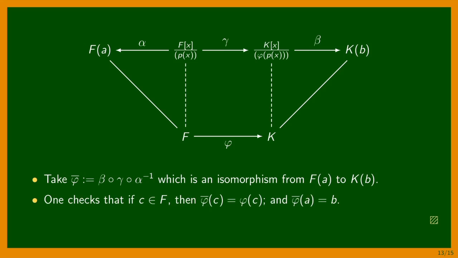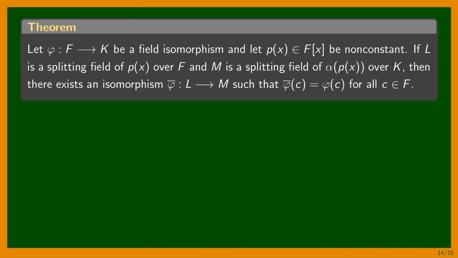I just leave this to you to check that actually phi bar of c is phi of c basta si c ay nasa F. Makikita niyo sa mga definitions ko ng beta, gamma, and alpha inverse, diba? So, i-check nyo isa-isa. And then, ma-check nyo rin ang phi bar of a is equal to b.